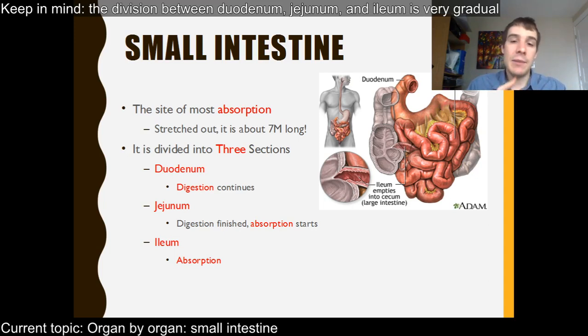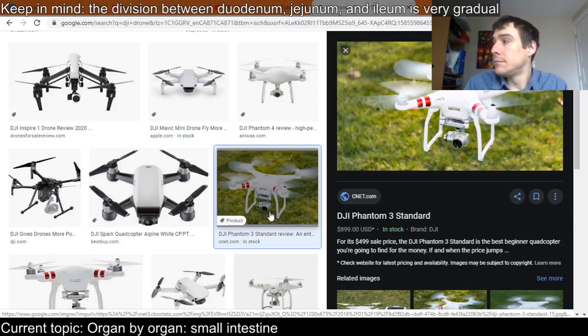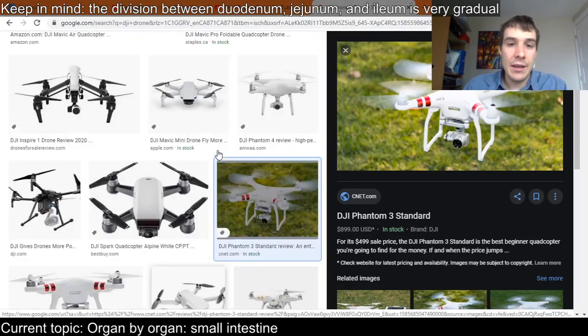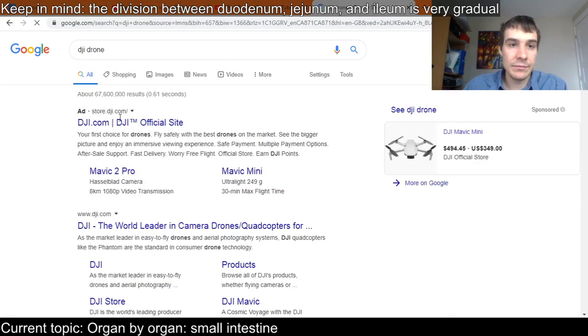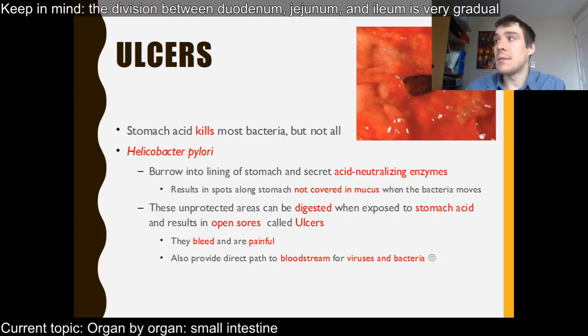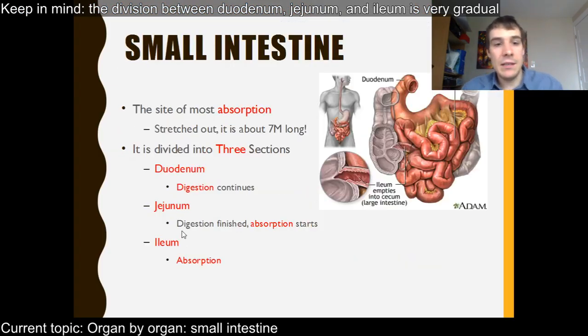This is really dumb, but the way that I remember the order is DJI, the company that makes those drones. So I'm going to pause for a second and get a picture of that. You know, this thing, the DJI Phantom, that drone. DJI drones. Yeah, I don't know why. That just stuck in my head. Duodenum for digestion, and then the rest of them don't really match. But duodenum, digestion, you're still digesting.